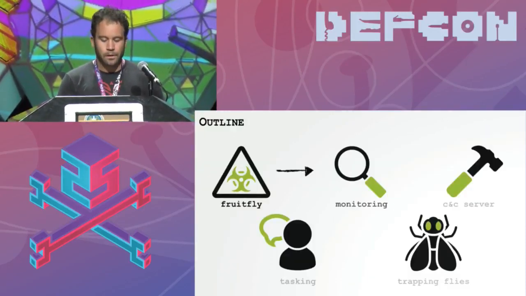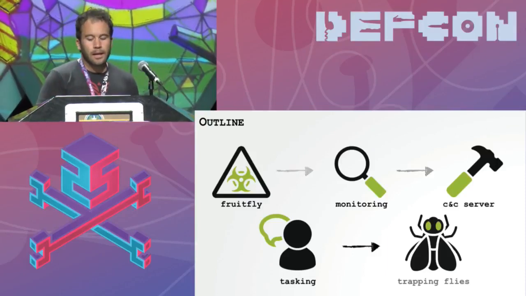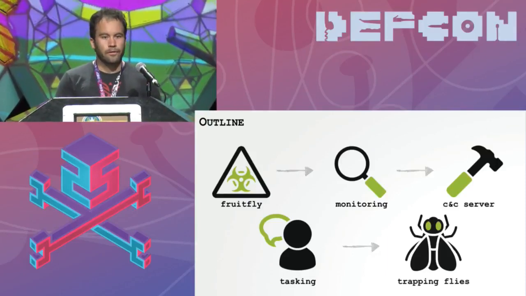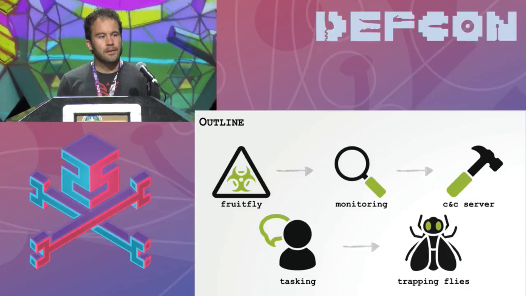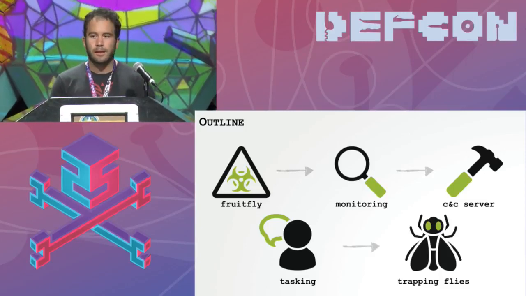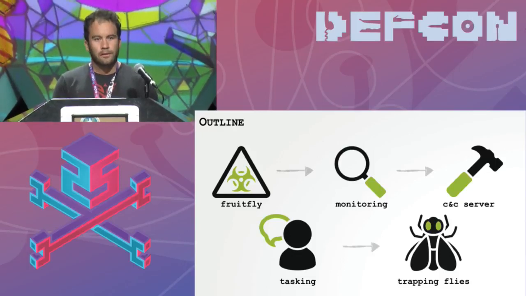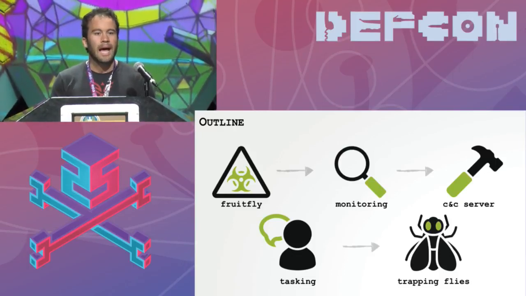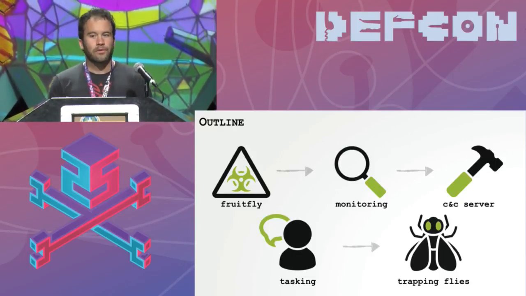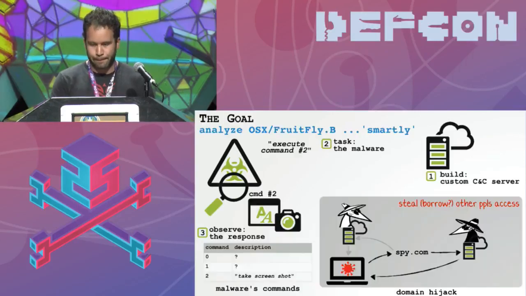Today we're going to start by looking at an interesting piece of malware called FruitFly, and we're then going to talk about some monitoring tools and capabilities I wrote for macOS. Then how I built a custom command and control server. Following this, how I then used that server to task the malware in order for it to reveal its capabilities to me. And then finally, what happened when I put this command and control server on the internet.